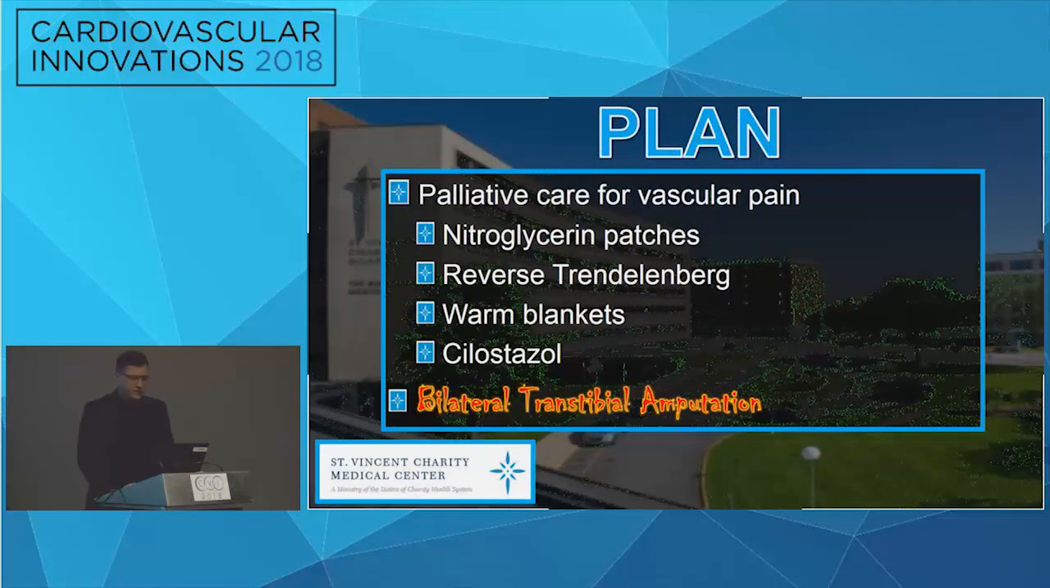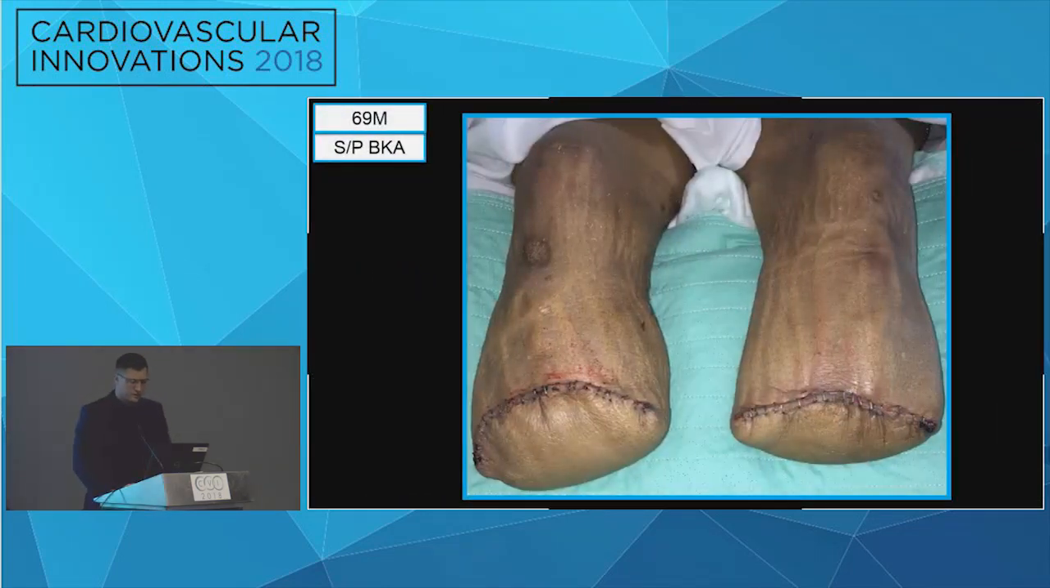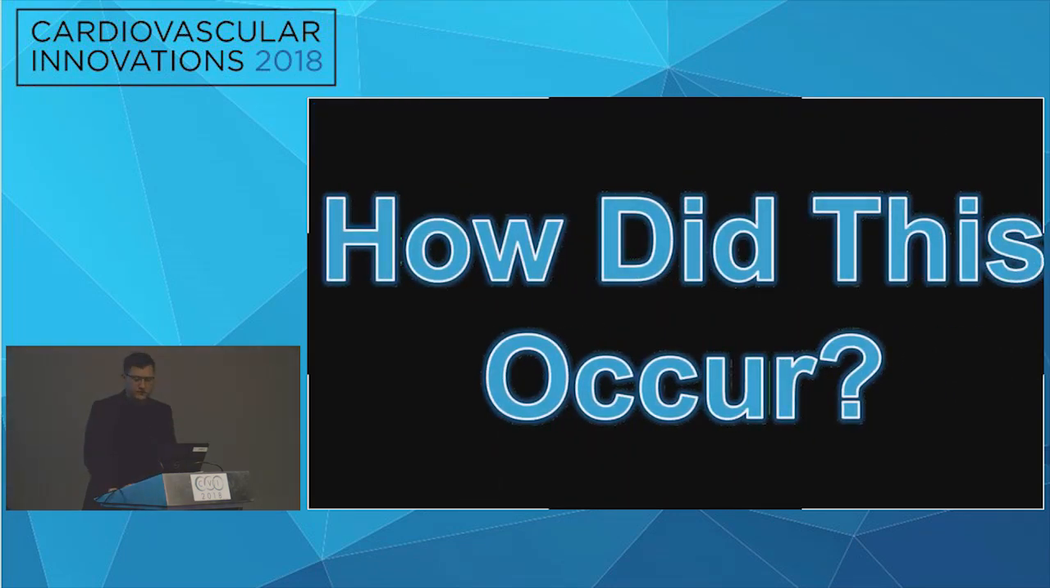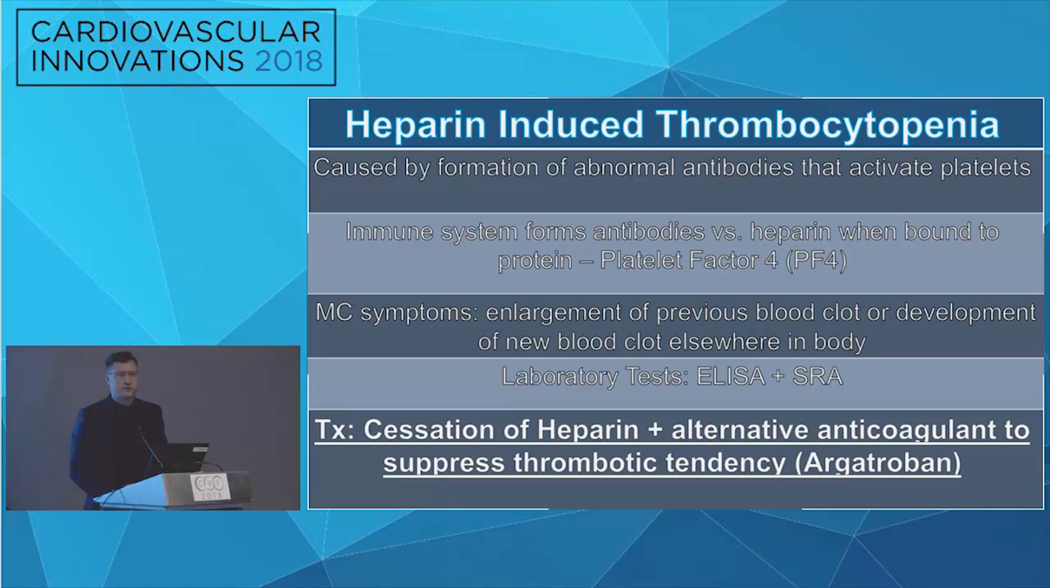So our plan, we worked with Vascular. We wanted to apply nitroglycerin patches, reverse Trendelenburg, warm blankets, and a vasodilator. And the vascular surgeon's plan was a bilateral transtibial amputation. Here's the patient status post bilateral BKA. So how did this event occur? So this patient was suffering from heparin-induced thrombocytopenia.